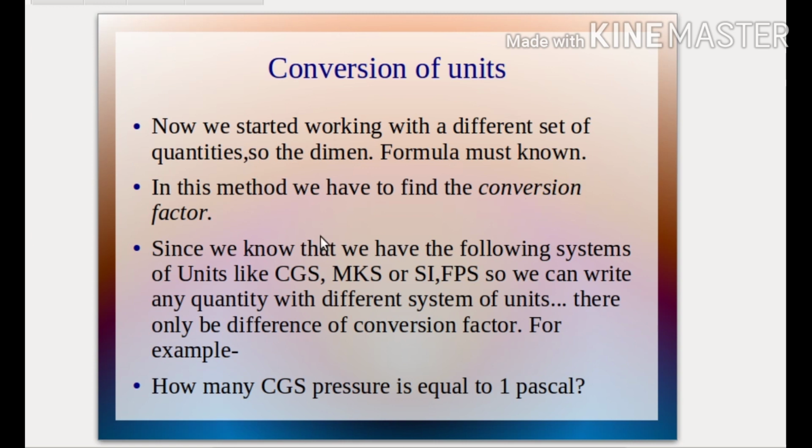We know that we have the following systems of units: CGS, MKS, also known as SI, and FPS. I think you know about them. So we can write any quantity in different systems of units; there will only be a difference of conversion factor. Let us see what this conversion factor is by the following example. The question is: how many CGS pressure units is equal to 1 Pascal?